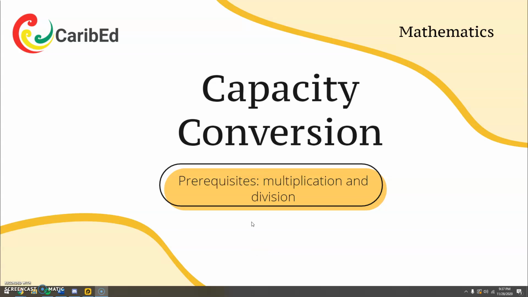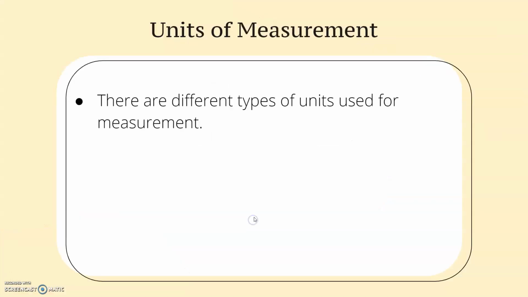Today we'll be looking at capacity conversion. The prerequisites for capacity conversion are multiplication and division. There are different types of units used for measurement.